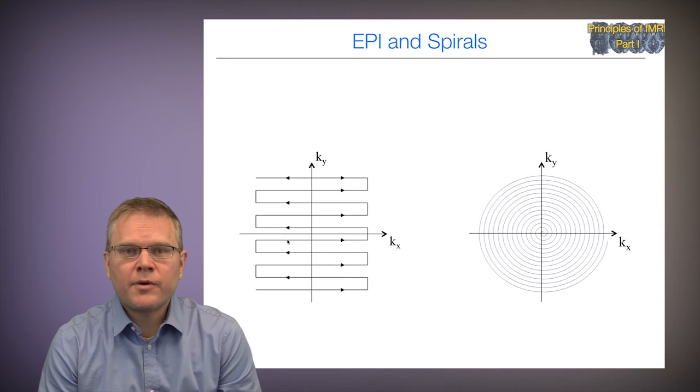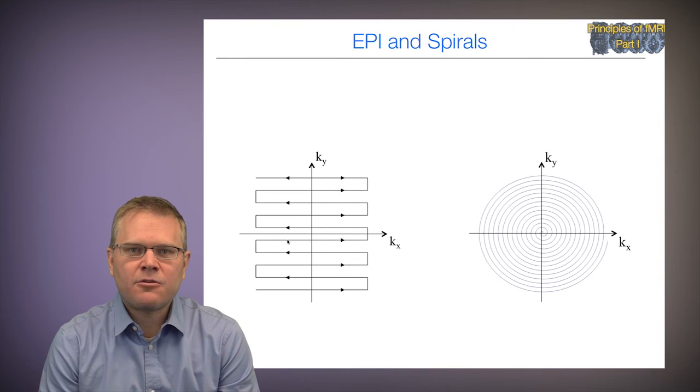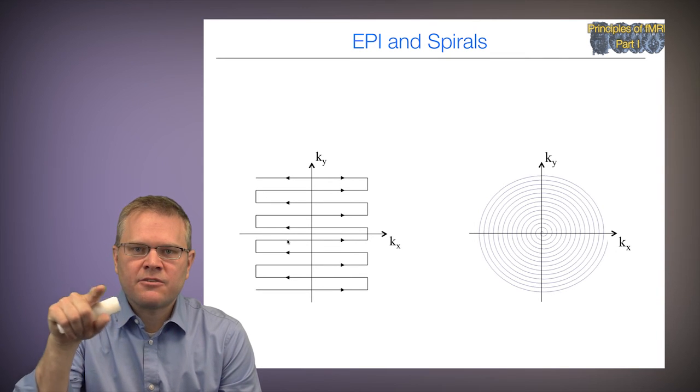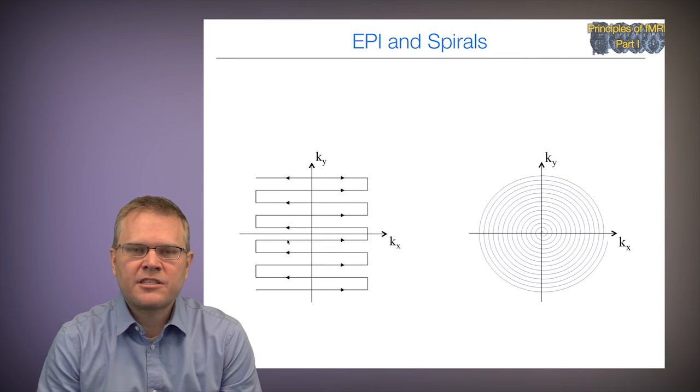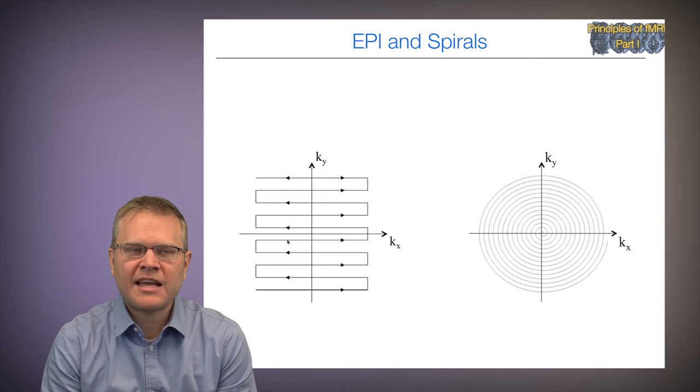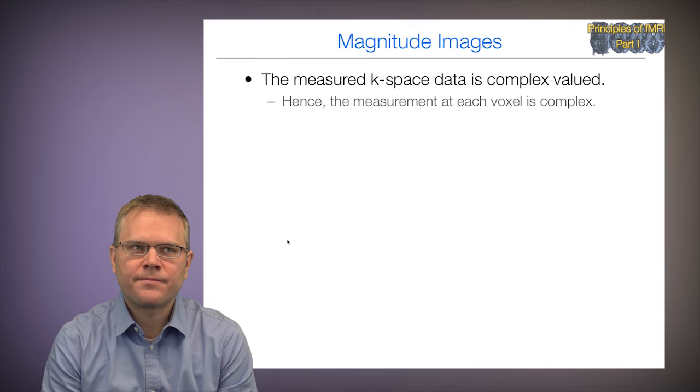There are lots of different ways of acquiring data in k-space. Here are 2 examples. One is echoplanar imaging, which basically samples k-space in a Cartesian grid. And the other is a spiral, which starts from the center and measures outward. So it changes the values of kx and ky in these manners. Those are just 2 popular ways of acquiring the data in k-space.